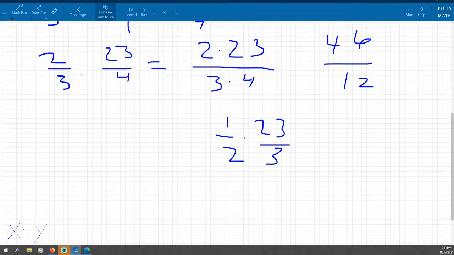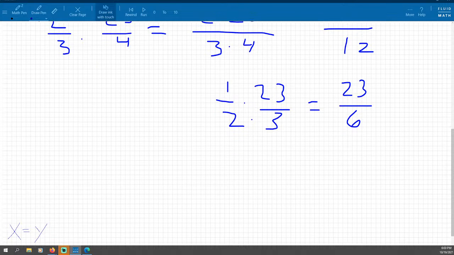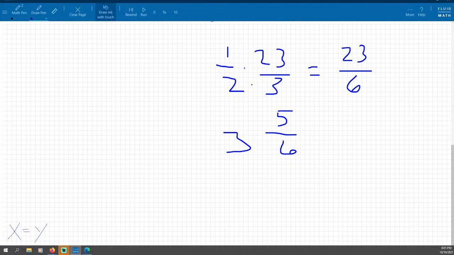So now you have 23 times 1 equals 23, and 2 times 3 is 6. So now we have 23 over 6. And if we want to turn this back into a mixed number, 6 goes into 23 3 times. And 3 times 6 is 18, so that gives us a remainder of 5. That 5 becomes the numerator. So it breaks down to 3 and 5/6. Almost 4.